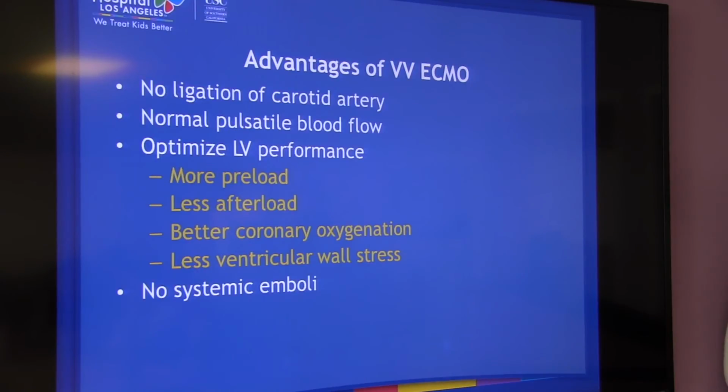So the advantages of VV ECMO then are all the disadvantages of VA ECMO. You don't have to sacrifice the carotid artery, so you can feel good about your cerebral perfusion. You still get to have normal pulsatile blood flow. And now when you are cannulated, your cannula is going into the right atrium, draining the right atrium, and feeding the right atrium. And so your lungs still get to act as the filter that they always have. So unless your patient has an ASD or a VSD, you have no risk of systemic embolization. Yes, you can have a PE, but you can't have a stroke. And then there's this whole idea around the LV, that you're not stressing it because you don't have a cannula in the aortic arch.